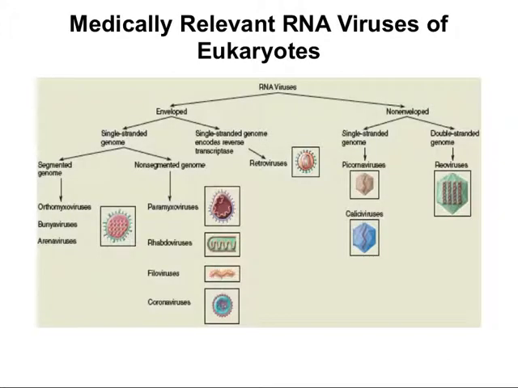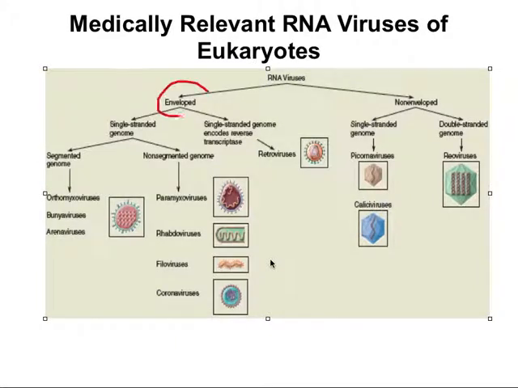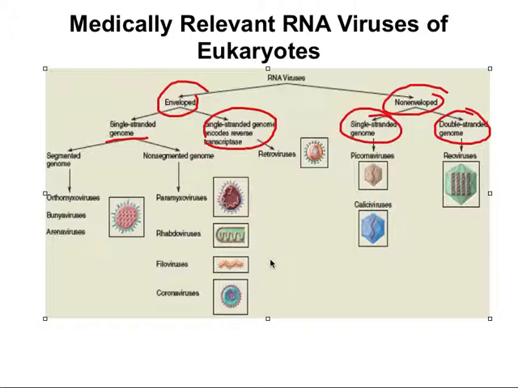Let's take a quick look at some medically relevant RNA viruses. Again, we first divide by enveloped and non-enveloped. And then the type of genomes, single-stranded genomes or single-stranded genomes that encode reverse transcriptase. We'll deal with that in a little while. Or we could be dealing with double-stranded genomes versus single-stranded genomes, or even segmented genomes. These are ways that we categorize our viruses so we can place them in manageable groups.